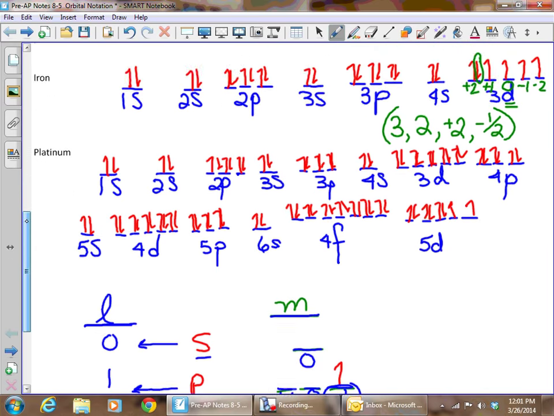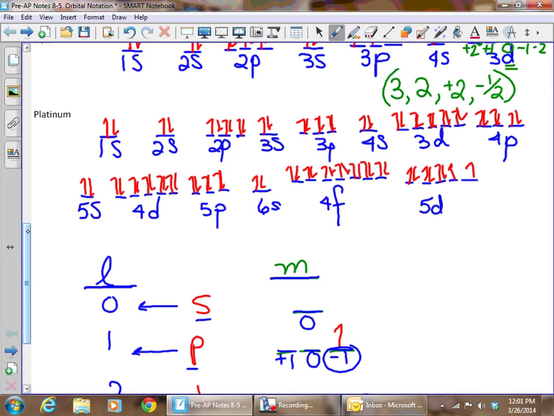For the last example, I'd like you to pause this for just a moment and try to do this last electron on your own. Recall that this middle down arrow is the last electron that you drew in for the orbital notation. So pause this really quick and see if you can do it on your own.